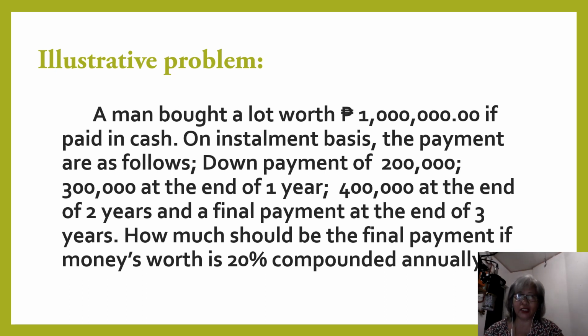To illustrate our topic, I'll be using this problem. A man bought a lot worth 1 million if paid in cash. On installment basis, the payments are as follows: a down payment of 200,000, 300,000 at the end of 1 year, 400,000 at the end of 2 years, and a final payment at the end of 3 years. How much should be the final payment if money is worth 20% compounded annually?